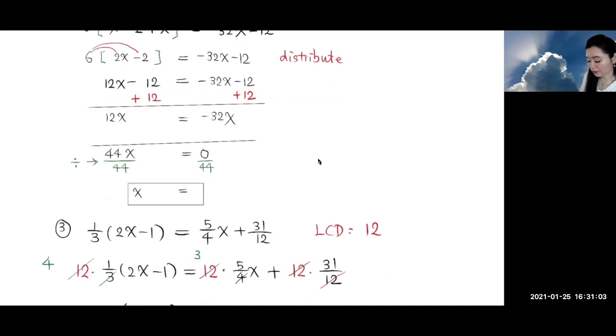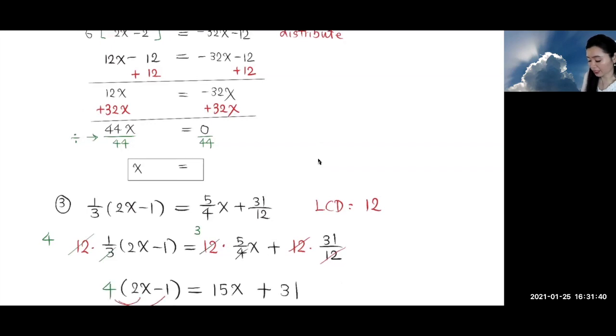Now we get 12x equals negative 32x. We want to have the x's on the left side only. So we will add 32x on this side. To cancel out this, we also need to add 32x on the other side, on both sides. That way, all the x's will be on the left side. Now these two add up to 0. These two add up to 44x.